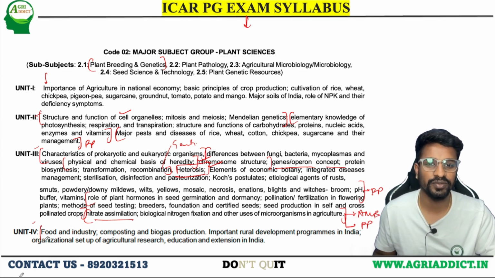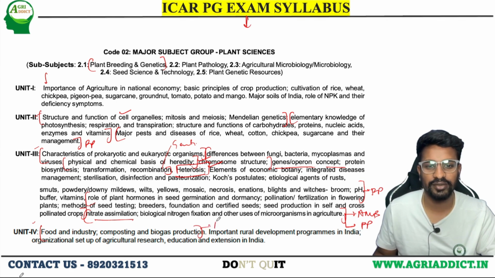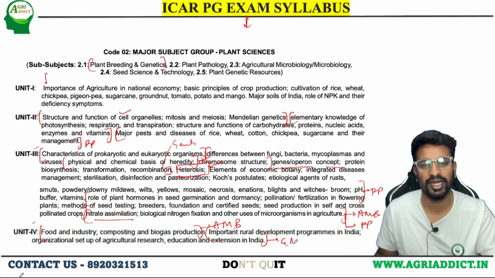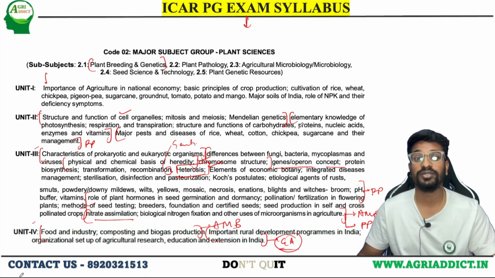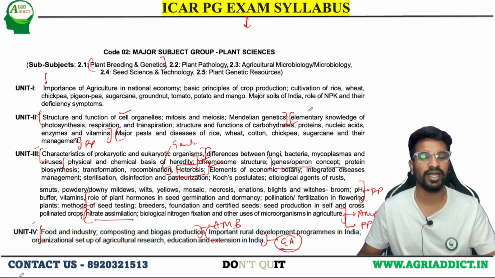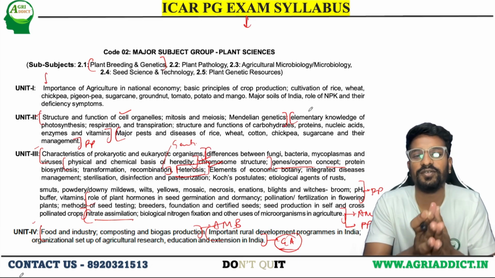And lastly, this thing is related to the AMB, that is agriculture microbiology, and the rest is for general agriculture, which is involved. So this is the main headache here. You do not find the exact syllabus which is concerned with plant breeding.